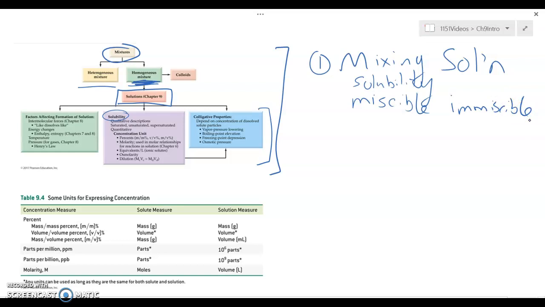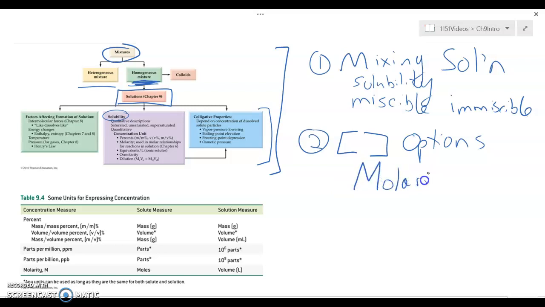We're going to use our knowledge of intermolecular forces from earlier to answer that. So that's the first part we're going to look at. The next part, remember these little brackets mean concentration. So I'm going to say concentration options. The biggest one, the most popular in chemistry, is molarity, so I will list that here.